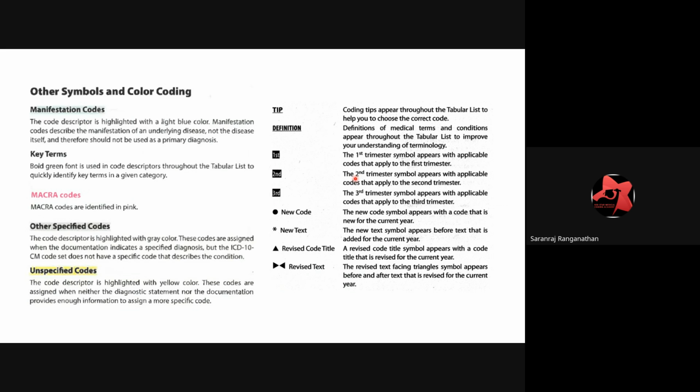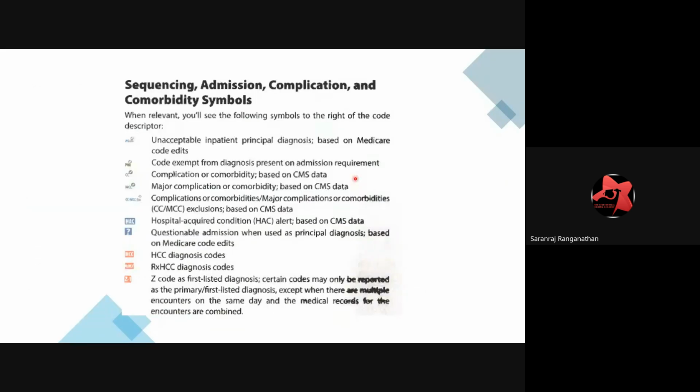You need to be alert. Apart from that, first listed code, first appear code, second appear code, third appear code, new codes, new text, revised code, and revised text. These are all the symbols you'll be able to see in the book itself. And again, the tip definitions are also available in the tabular list, not in the index page. Then other symbols, whichever we have seen in the previous slide, right?